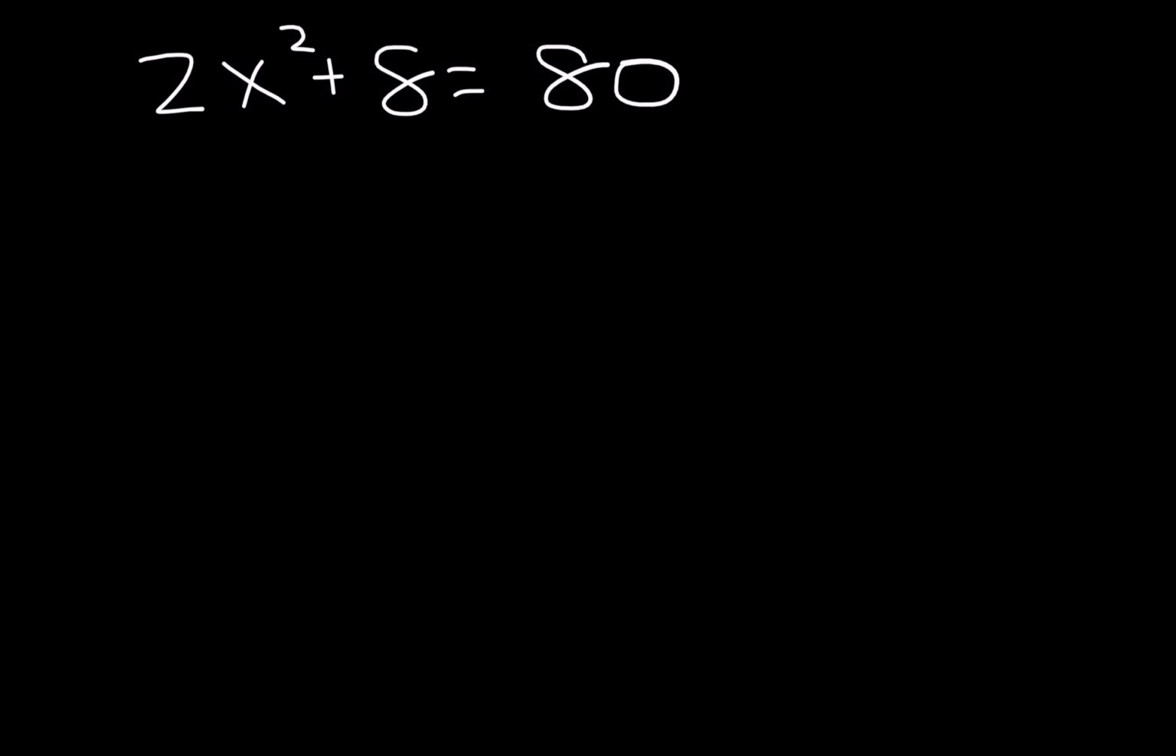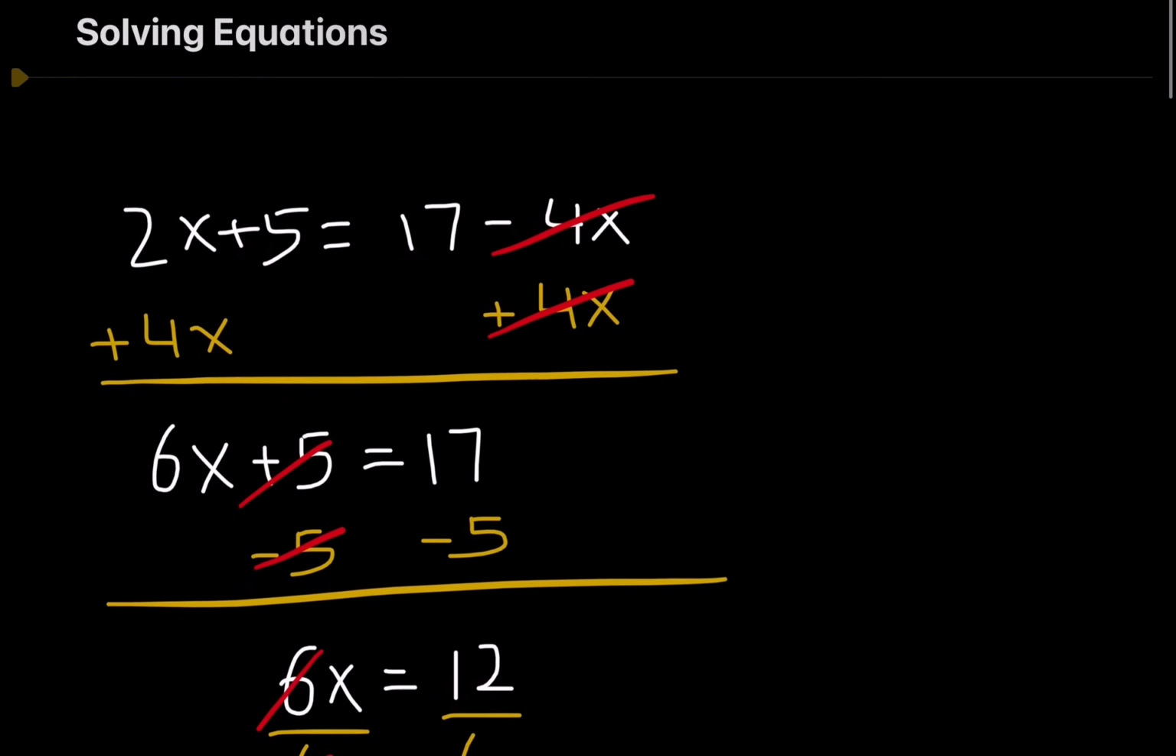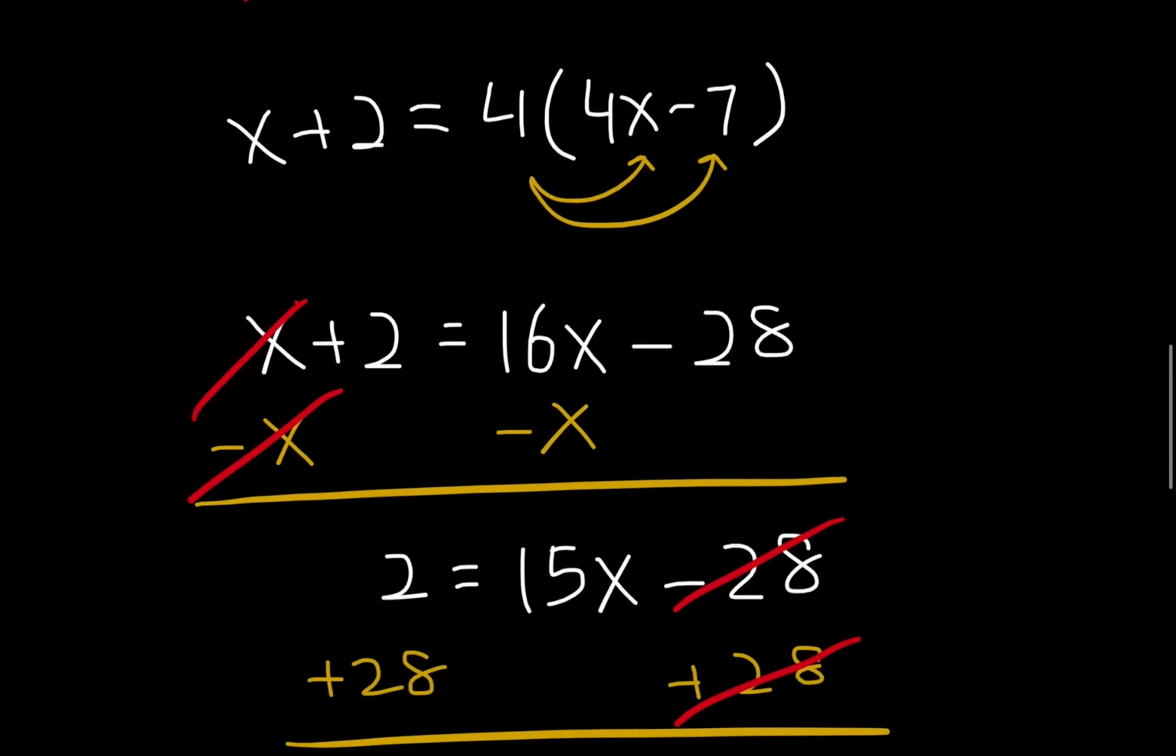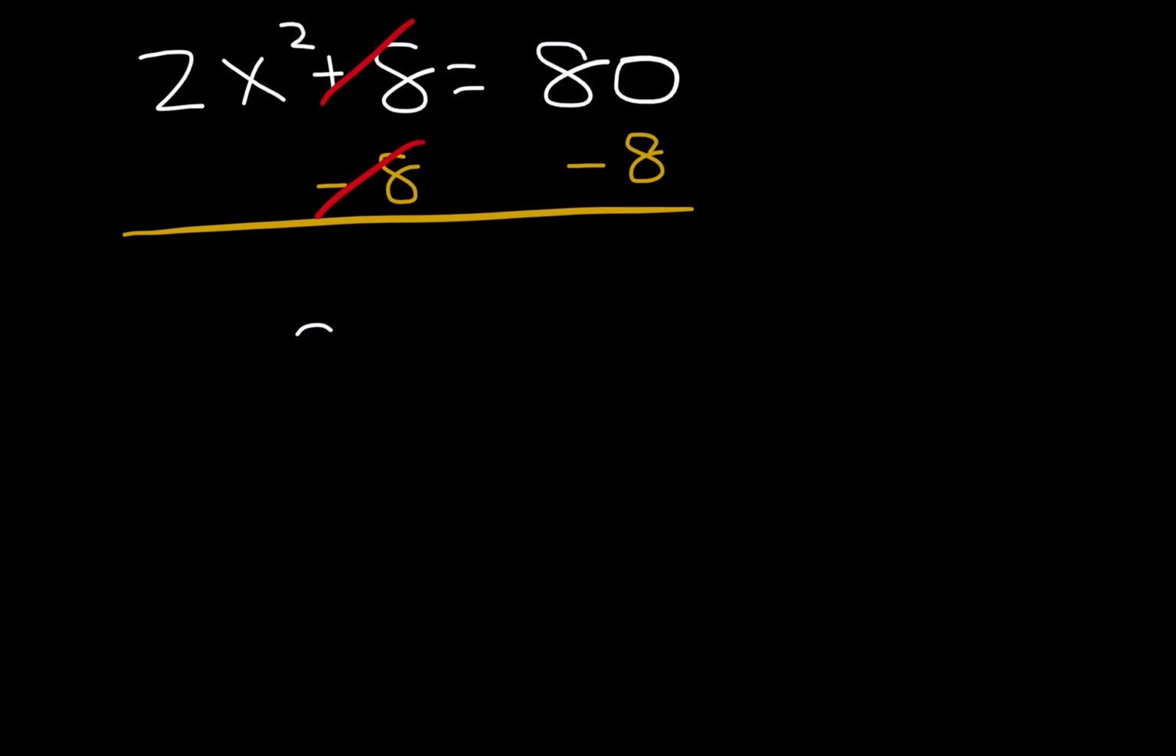So all you got to do is just kind of ignore the square for now, and you want to do the same things that you would do. So for example, in this case, I would subtract 8 from both sides first. And we all know what that does. It cancels out the plus 8 over here, since we're adding 8 and subtracting 8. Anyway, you're left with 2x squared. And that's equal to 80 minus 8, which is 72.